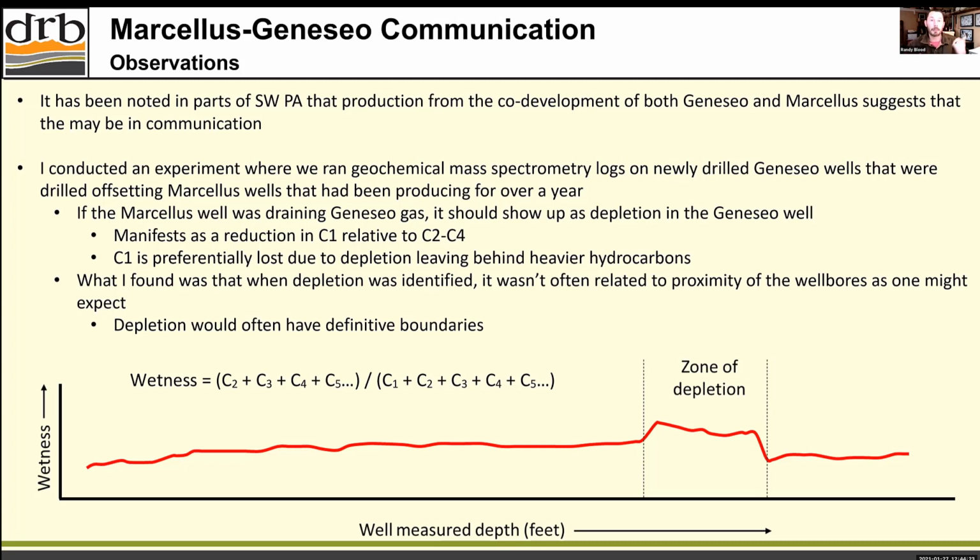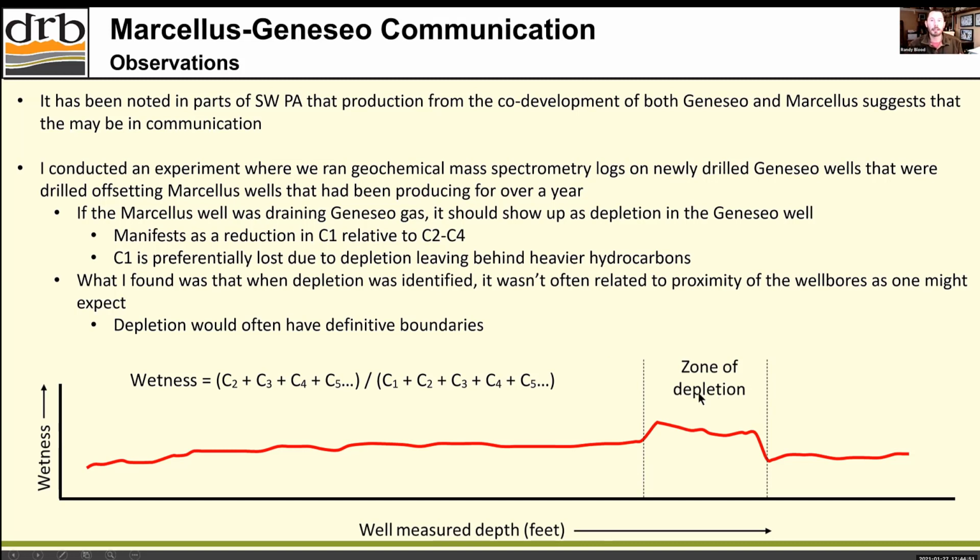So your methane, your C1, will go first. Your wetness should increase in a depleted zone because you preferentially strip the methane out and leave all the higher chain hydrocarbons. And what we found was, and I just drew this, something like this, where you would have a relatively constant profile. Then you would see this discrete zone of an increase in depletion, which would then go away.